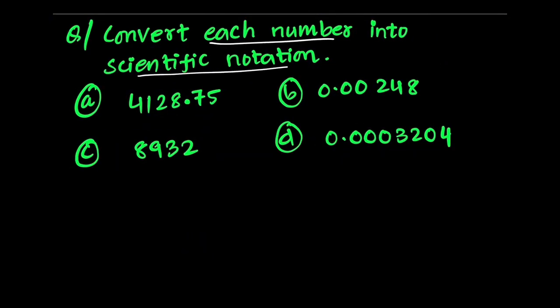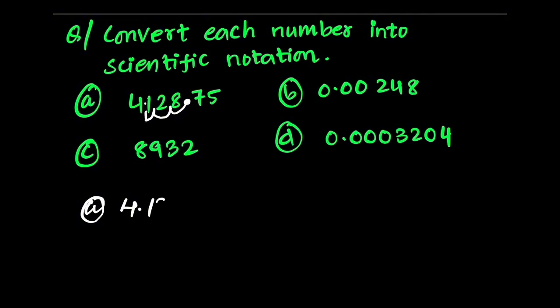So we are asked to convert all this standard notation to scientific notation. So let's convert this one. The first step is to spot the decimal point, which is right here in this case. Now the next step is to move this decimal point between 4 and 1. 1, 2, 3. So now the decimal point comes here, and which becomes 4.12875 times 10 raised to 3. The power of 10 is positive because we are moving the decimal 3 places to the left.